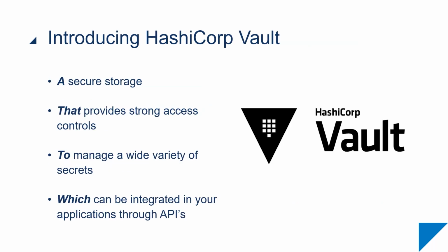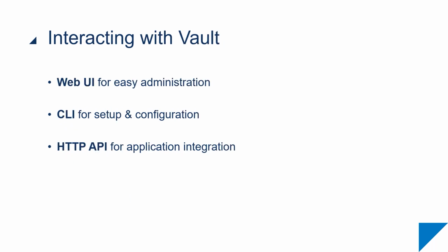If you look at HashiCorp Vault, the problems that I just introduced are fixed by HashiCorp Vault. And what's great about Vault is that you can integrate it in your system, because it has an API. You also have a web UI and a CLI, so you have multiple ways to interact with it. For example, the web UI is easy administration for an admin. But if you want to set up your Vault from the start, you can use the CLI. And if you want to create credentials or retrieve credentials, you can use the API.